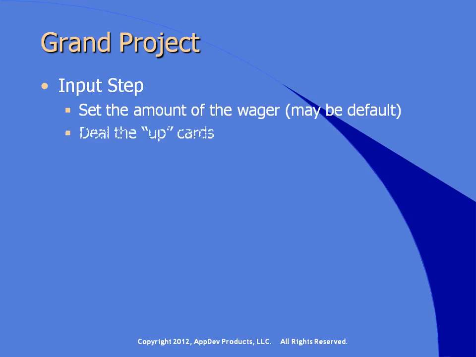Then the next thing that the input step has to do is to deal the up cards. Those are the 2 cards that appeared in those text boxes towards the bottom of the display. That has to be the responsibility of the input step, because that is information that the user has to use to input what their decision is.